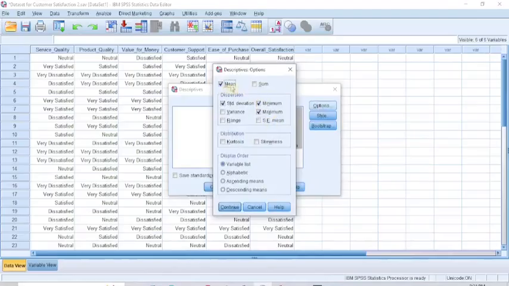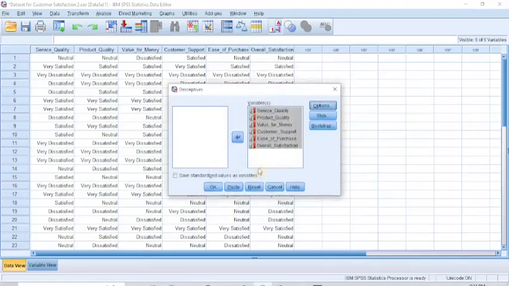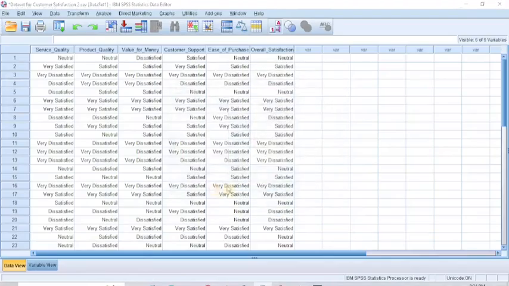As you can see, the mean, the standard deviation, the minimum, and the maximum have been selected by default. But since we are dealing with Likert scale variables, there shouldn't be need for minimum and maximum values as they are already known a priori. So, uncheck the box for minimum and maximum. Click Continue to close this dialog box. Now, click OK to see the results.